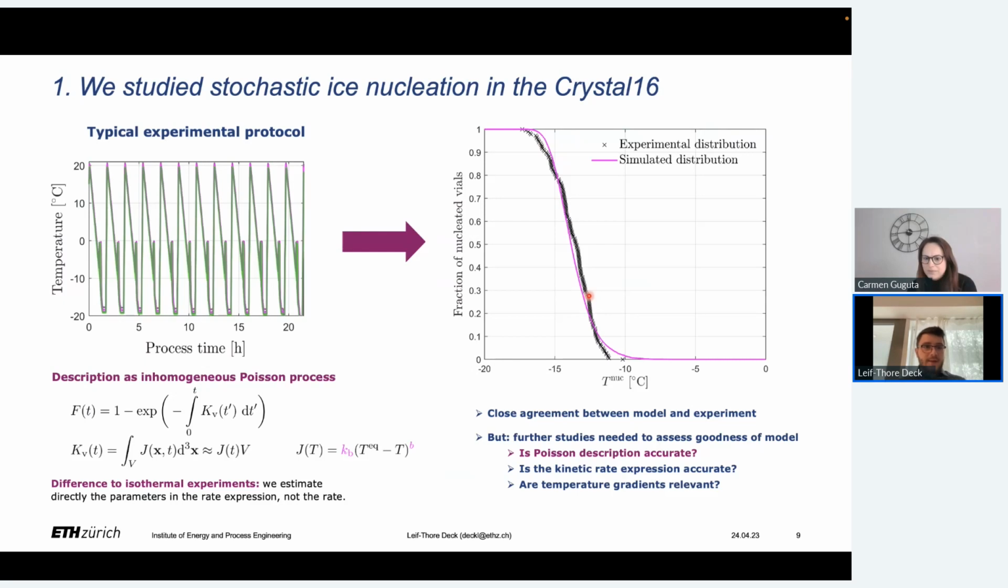So the value of 80 you refer to is the product of 16 vials and let's say 5 cycles. So you can, in principle, do such an experiment in one day, right? Yeah, indeed. Now, one more comment about this.